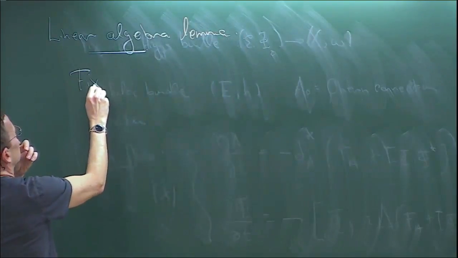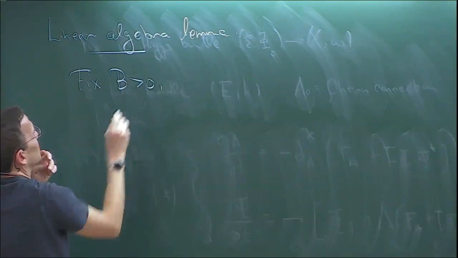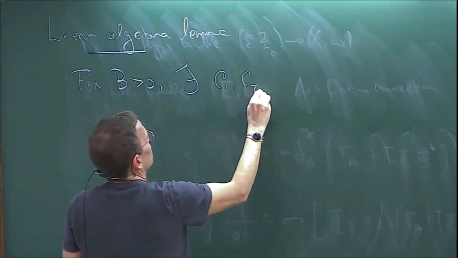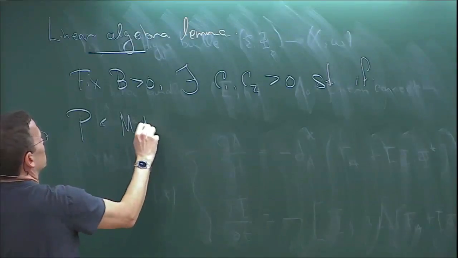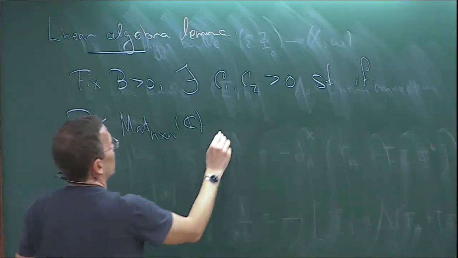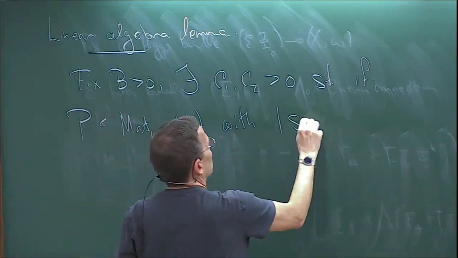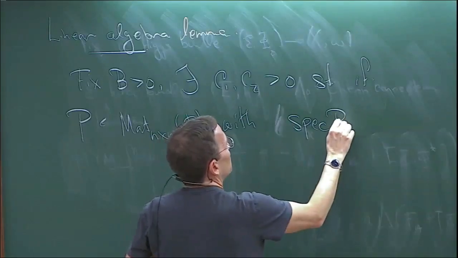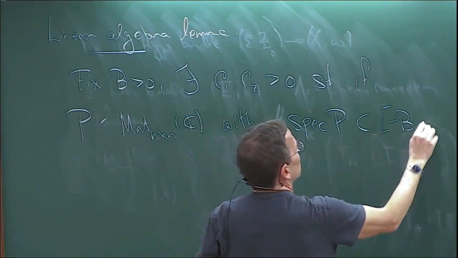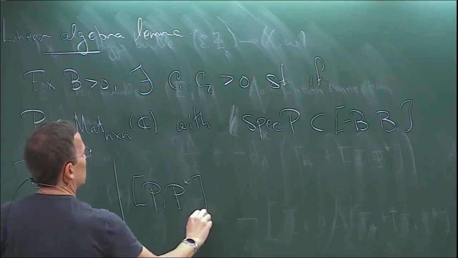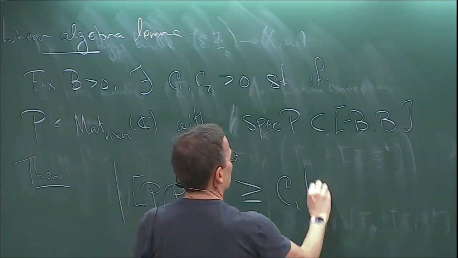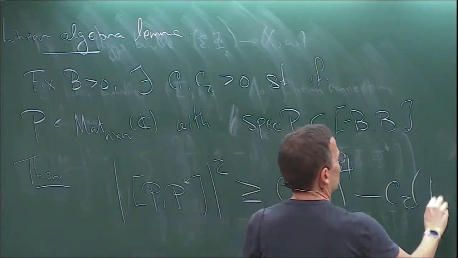Fix a constant b. Then there exist constants C1 and C2, such that if P is a matrix with the spectrum of P contained in [-b, b], so the eigenvalues of P are bounded by b, then the norm of [P, P star] squared is bigger than some constant times the norm of P to the fourth minus some other constant times, say, 1 plus norm of P squared.